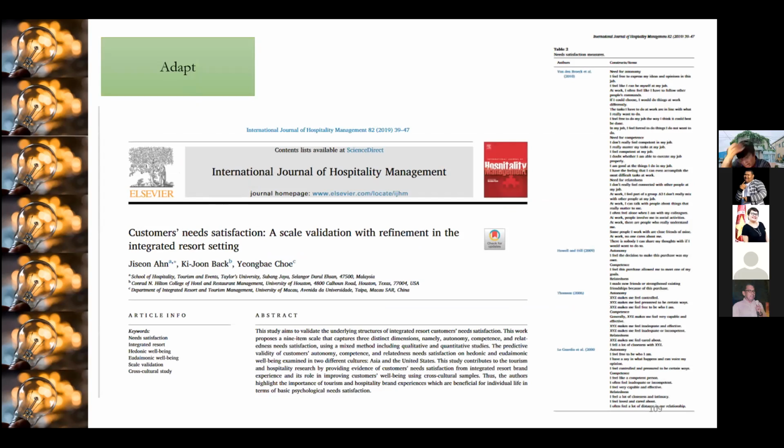Scholar at naghanap ako and nakita ko meron isang study. Okay? Wherein ang ginamit niya is nag-adapt siya. Okay? Ng isang research instrument. So this was published in this journal and this is the title.